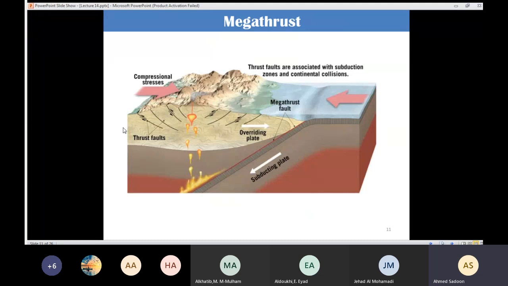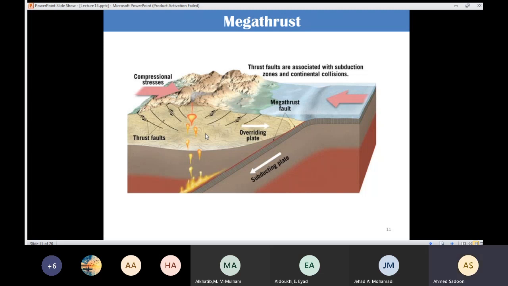Because if you take this one as an example, this one will represent the hanging wall, and this one will represent the foot wall. And the hanging wall is going to move relative to the foot wall. And the angle here, if it's less than 45, then we are going to consider this a thrust fault, and this one also a thrust fault, and all of them. You can say this one here could be reverse because the angle is more than 45.